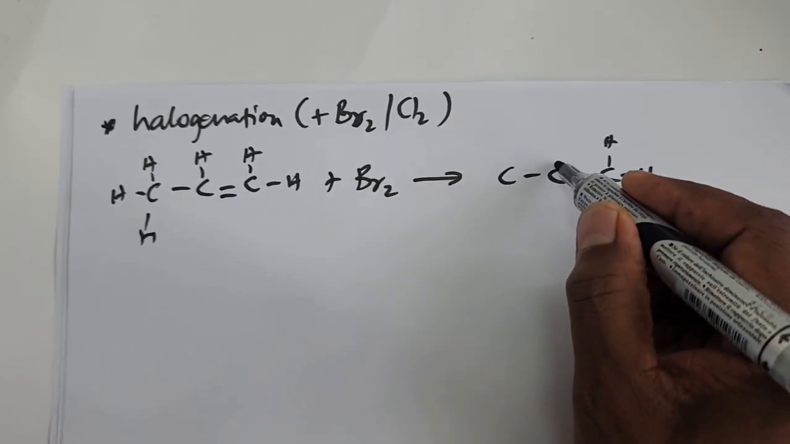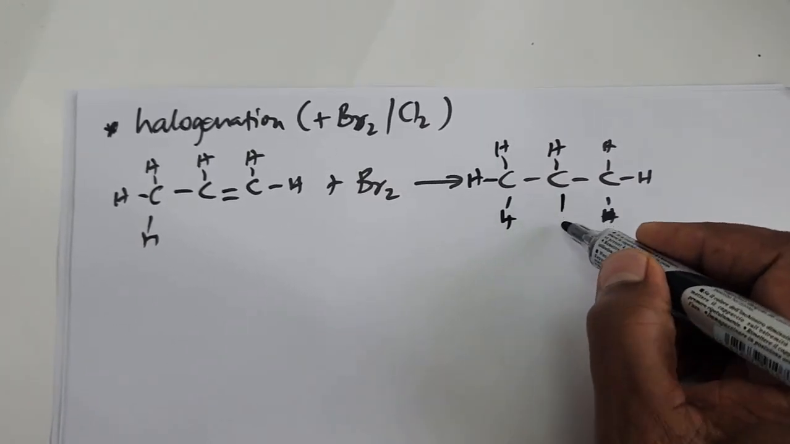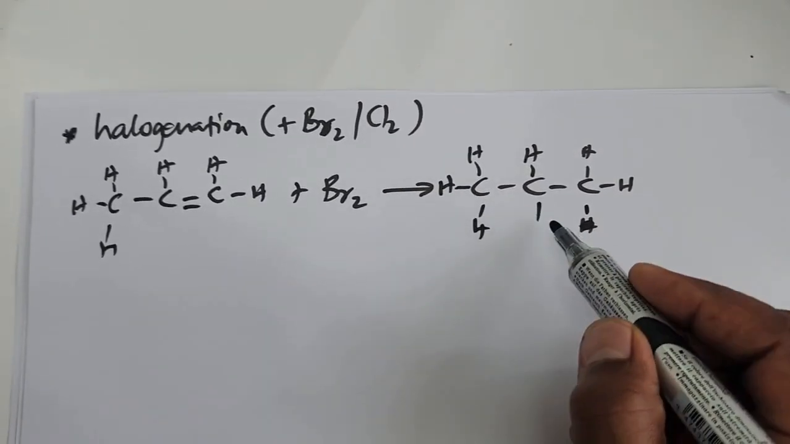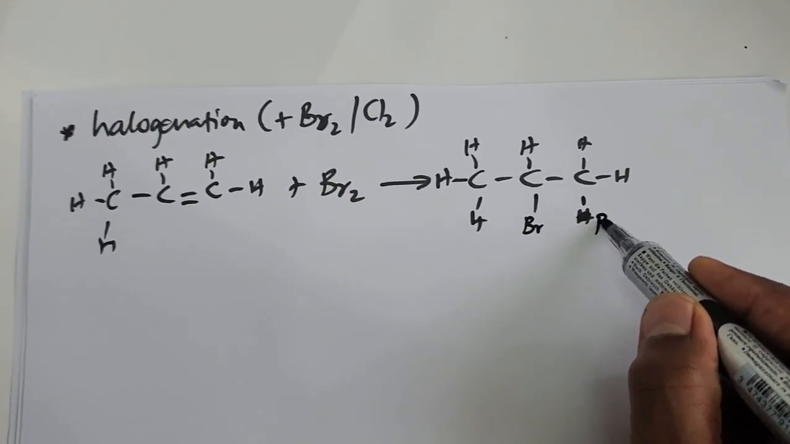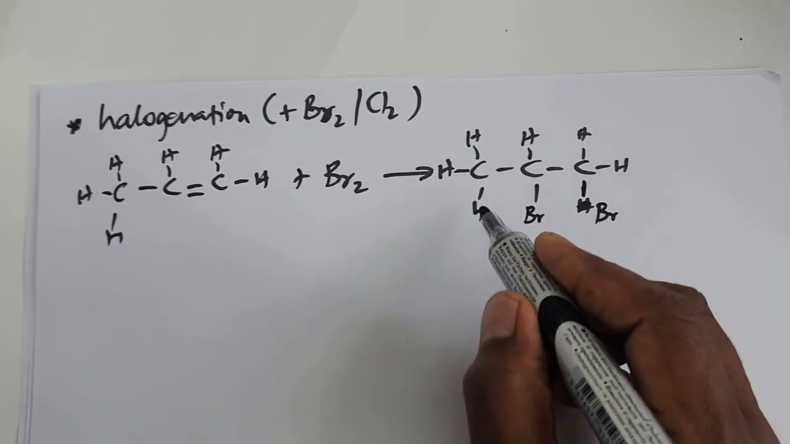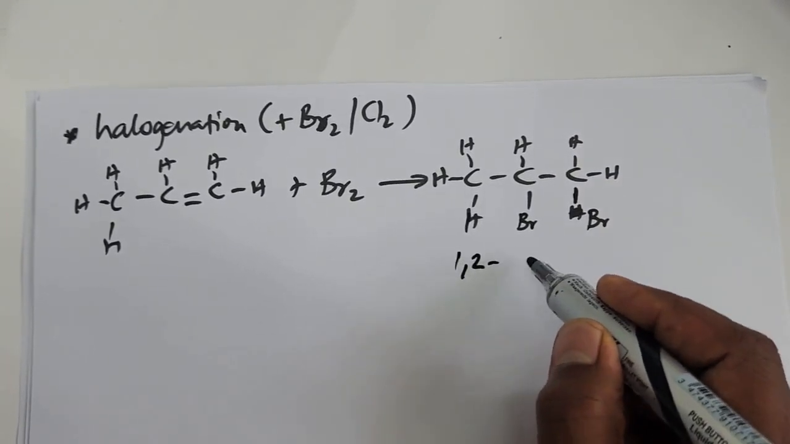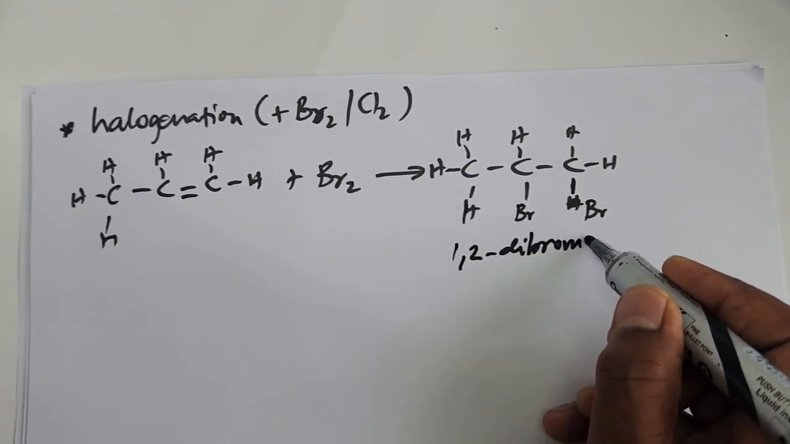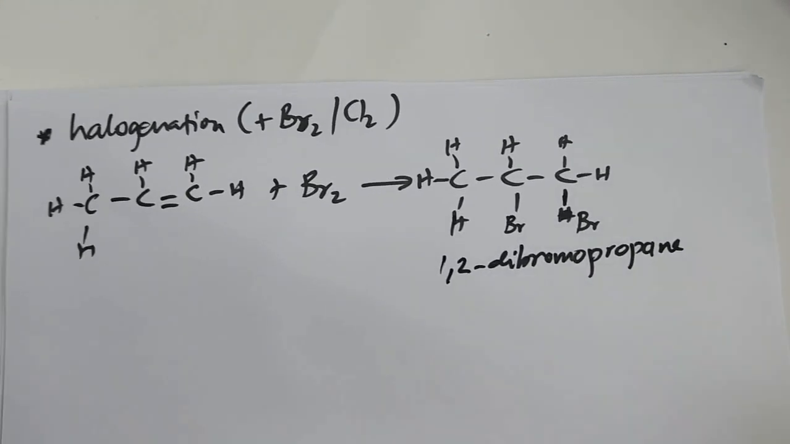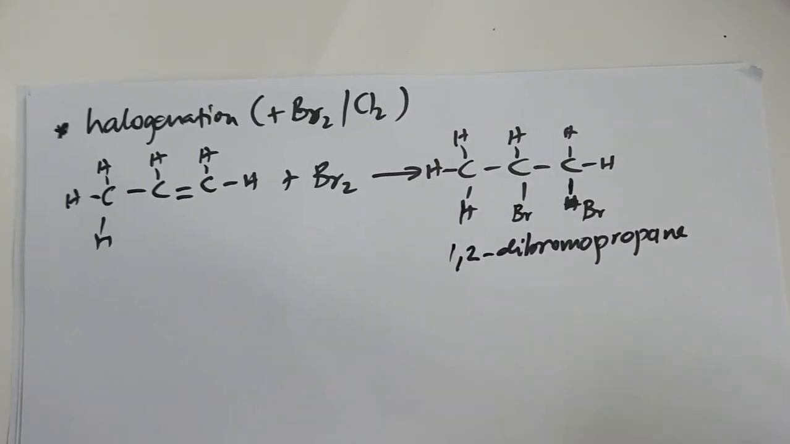The first carbon was having 3, then the 2 bonds will come from the double bond here. Therefore, it means that the 2 bromine atoms will now find a home in these 2 bonds, and then the new product is a haloalkane, which is called 1,2-dibromopropane. That is the halogenation. If it was chlorine, it will be 1,2-dichloropropane.